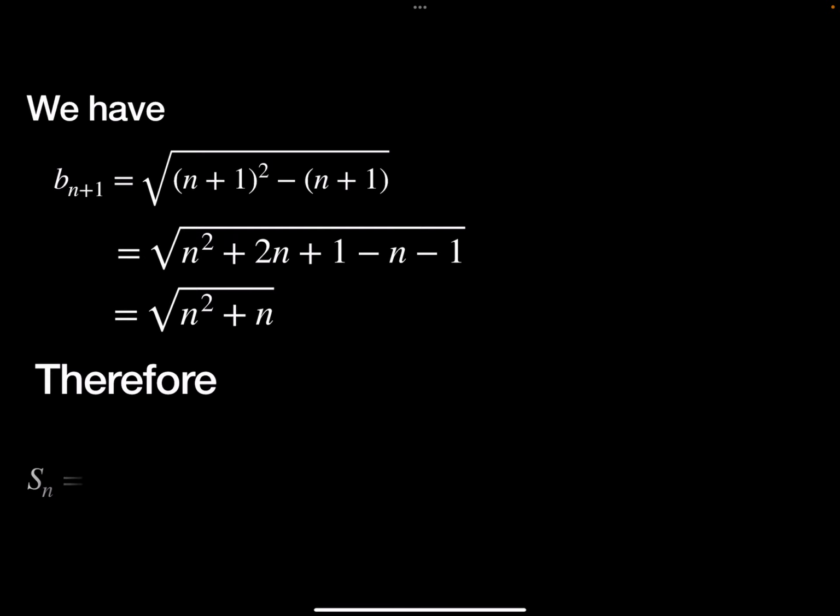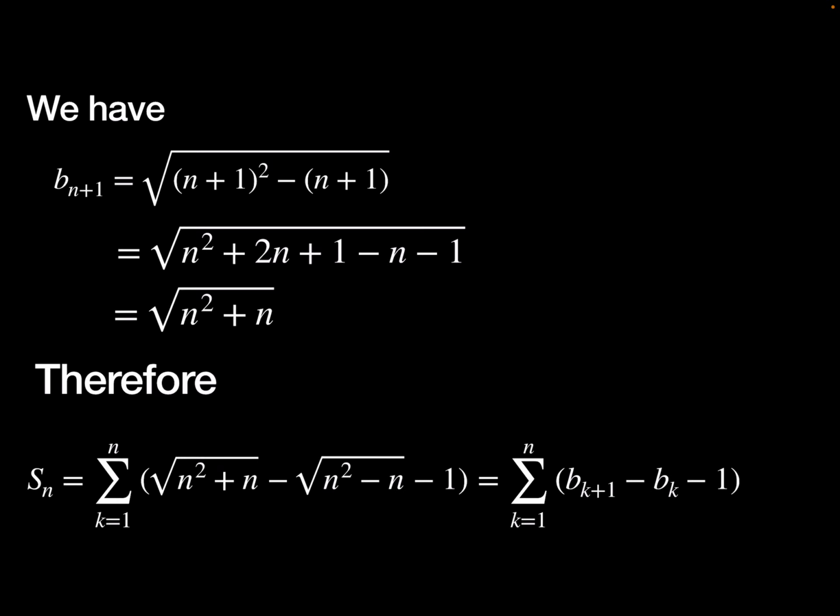Okay, so we have that s sub n is equal to the sum as k goes from 1 to n of b sub k plus 1 minus b sub k minus 1. So notice that b sub k and b sub k plus 1 are actually consecutive terms of the sequence b sub n. Therefore, we have a telescoping sum in this sequence of partial sums.